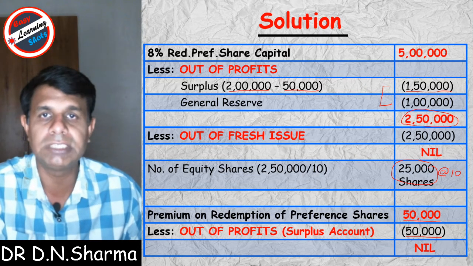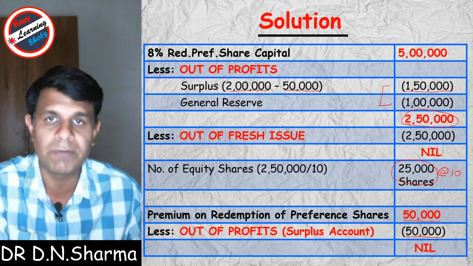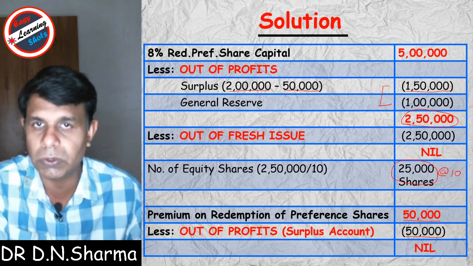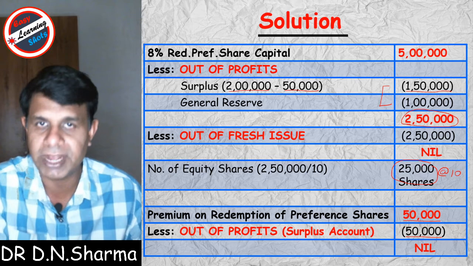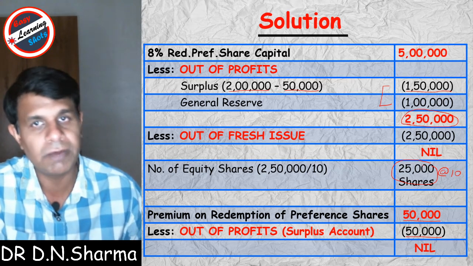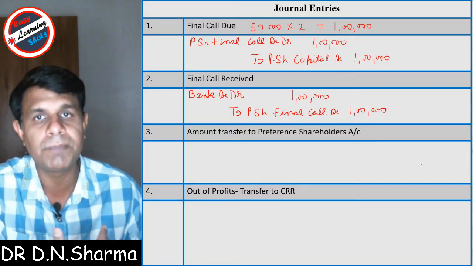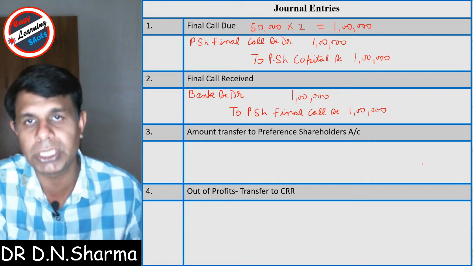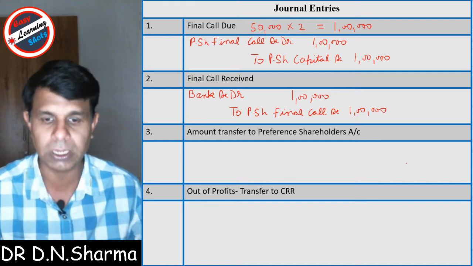The process of general entry is, first we transfer the whole amount of redemption of preference share to a new account, which is known as preference shareholders account. Then our entries are out of profits, out of fresh issue, premium adjustment, and the last entry is redemption of preference shares. Now first we do the entry when the amount of preference share capital and premium amount which is paid to the preference shareholders is transferred to a new account, which is known as preference shareholders account.